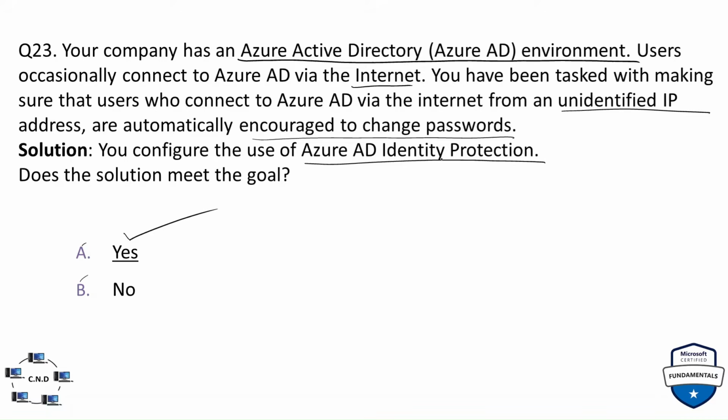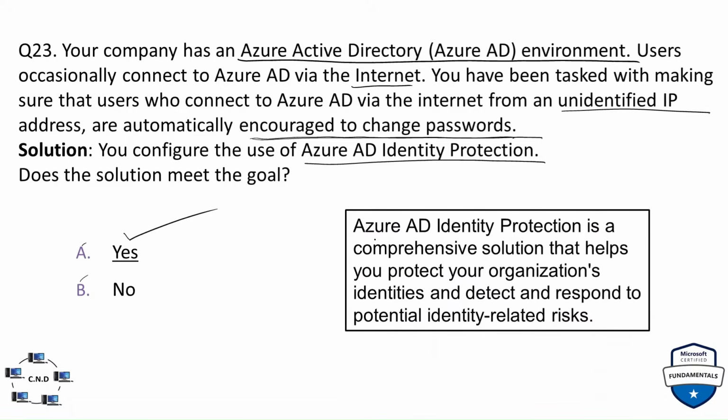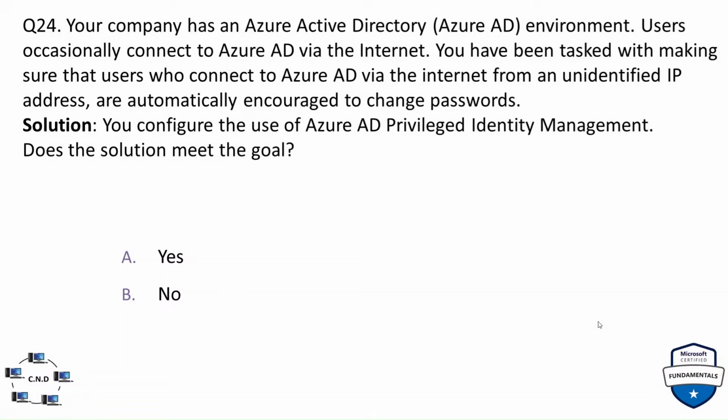So enabling or configuring the Azure Identity Protection will require or encourage the user to change the password. And Azure Identity Protection is a comprehensive solution that helps you protect your organization's identities and detect and respond to potential identity related risks.